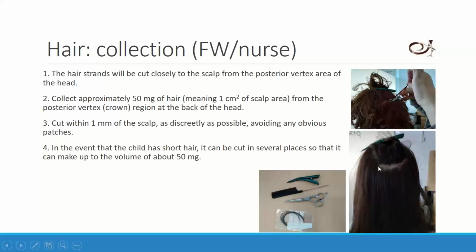Because we think that this is less invasive. According to the experience of Sylvia and Nuria from INMA, they have seen that the mother is better if the hair is cut like in a line, because then you don't see it. If you cut 1 centimeter square, it's like a hole, and it's more annoying. Okay.